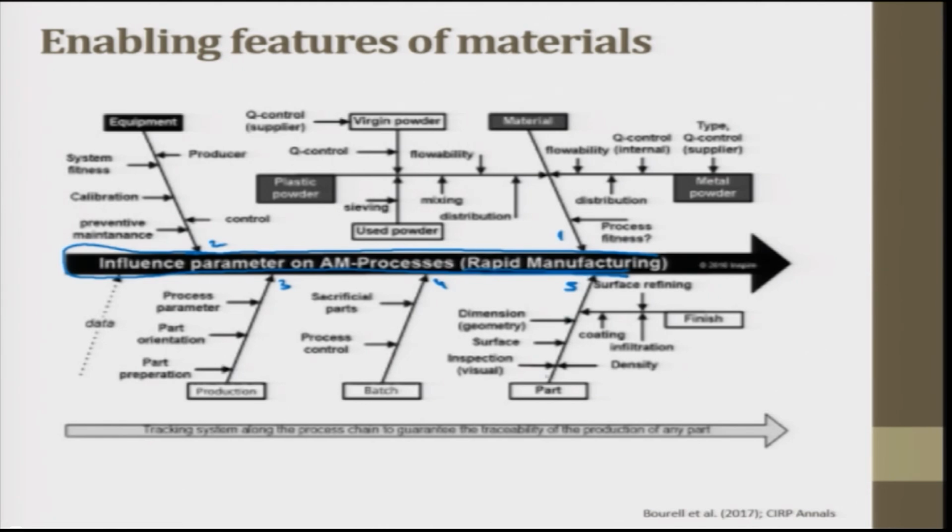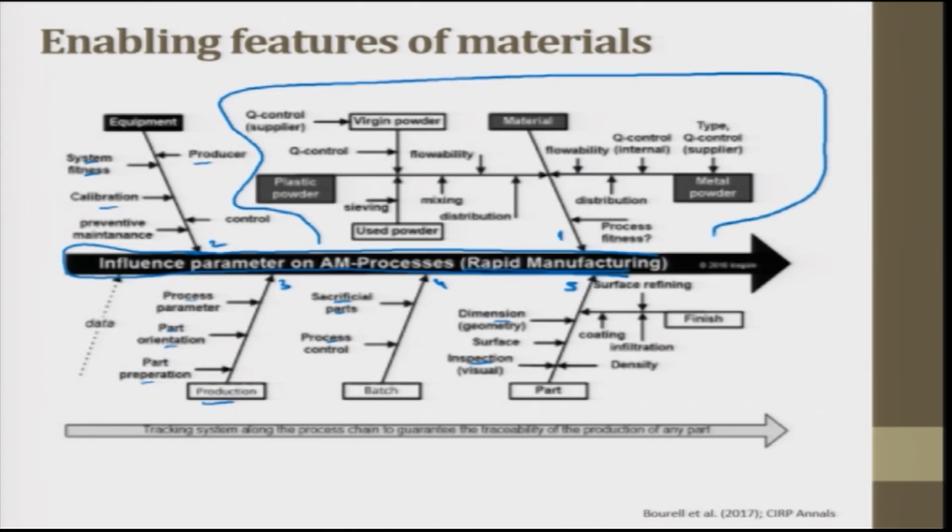The main branches are the part that is to be produced, the surface finish of the part that is required, inspection that is required, then batches, sacrificial parts, then the production: process parameters, part orientation, part preparation. Then in equipment we have system fitness, calibration of the equipment. Then the major thing we are concerned with here is the material. For material, is it virgin powder or used powder, or is it a plastic powder or metal powder? In this study, they have taken only powder materials.